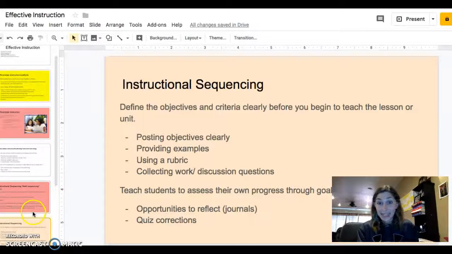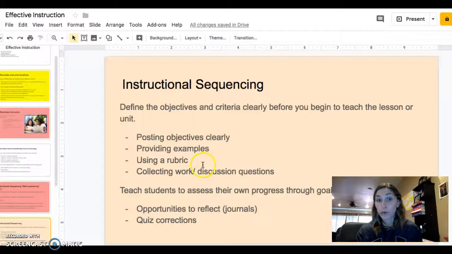Also at the beginning, let's just say at the beginning of the day you want them to get into groups. It's important to define the objectives and criteria clearly before you begin or teach the lesson or unit. So you can post objectives clearly, providing examples. These two are very important when beginning a unit, maybe a unit lecture.